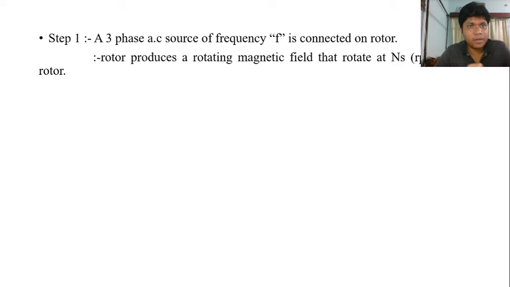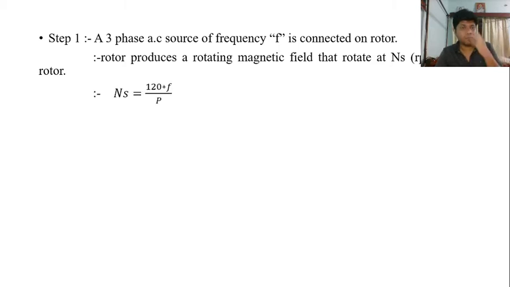With the help of a three-phase AC source, the rotor produces a rotating magnetic field, and that rotating magnetic field rotates at synchronous speed, Ns in RPM, with respect to the rotor. So the speed of the rotating magnetic field is Ns with respect to the rotor, right?